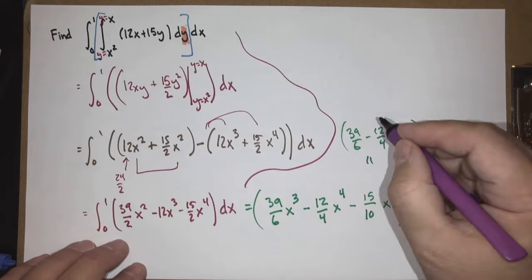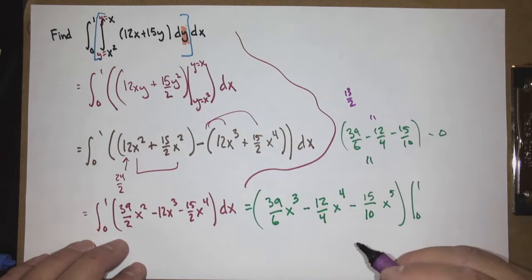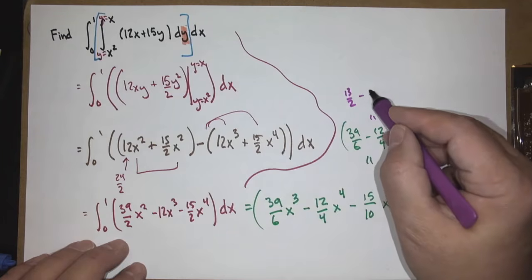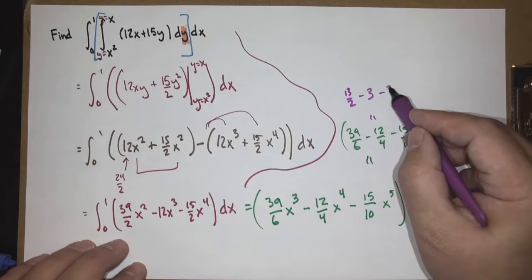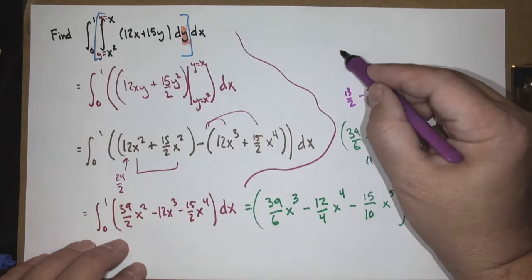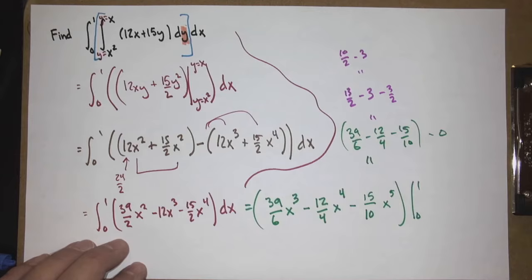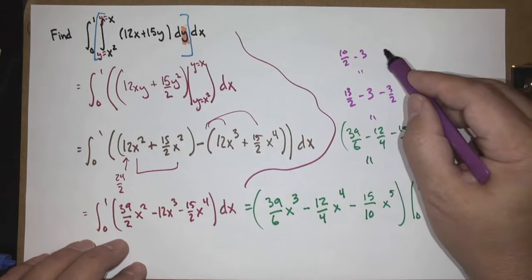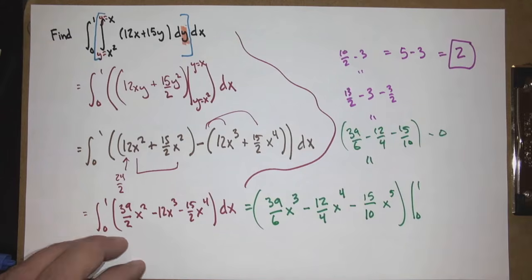13 divided by 2, because there's a factor of 3. Another way to write 12 over 4, because 4 goes into 12. How about 15 over 10? Minus 3 halves. 13 halves minus 3 halves? Can we change that 3 to a... Would 10 halves? 10 halves, also known as 5. 5 minus 3? 2. So there's the answer, 2.